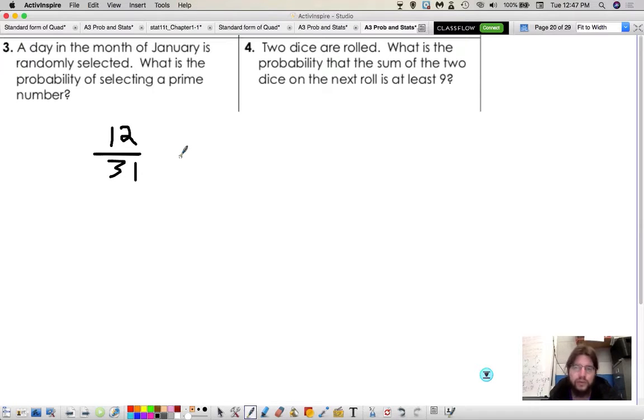2 dice are rolled. So we're rolling 2 dice and we're adding up the numbers. What is the probability that the sum of the 2 dice on the next roll is at least 9? So it'd be 9, 10, 11, 12, right? Now, we could write up the whole sample space, or we could just think about it. So things we can get is 12. That's 6 and 6. Okay, we can get a 6 and then a 5, or we get a 5 and then a 6. Those are 11.